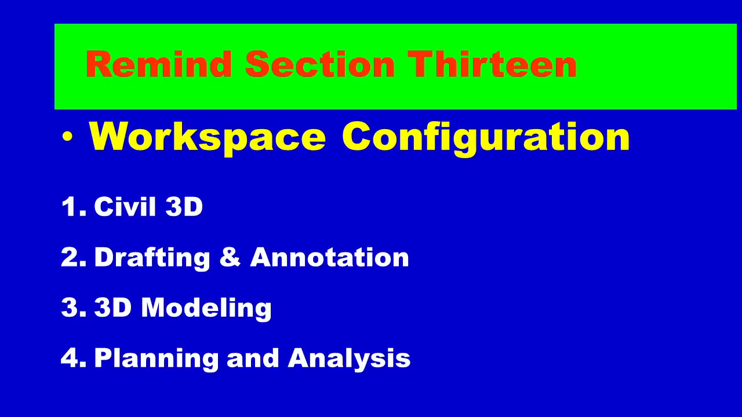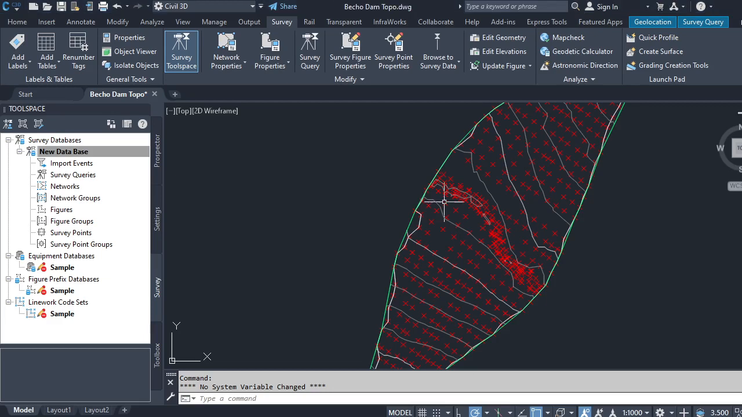Okay, let us go to the as usual. We are going to revise what we have seen last time. Before, in section 13, we have been working on workspace configuration. As you know, we have seen these 4 working spaces: Civil 3D, drafting and annotation, 3D modeling, planning and analysis.